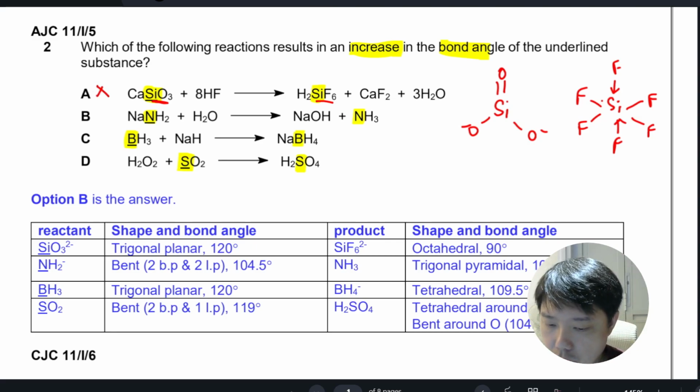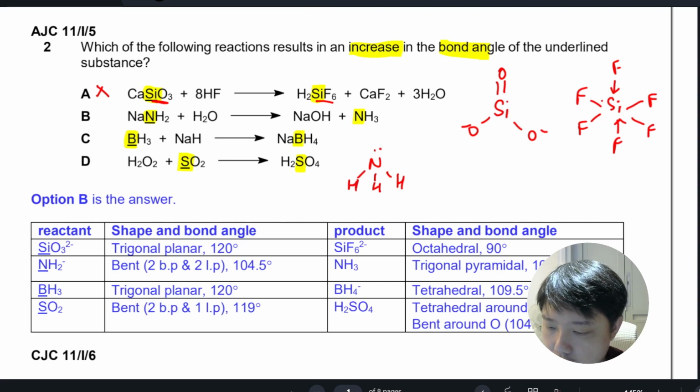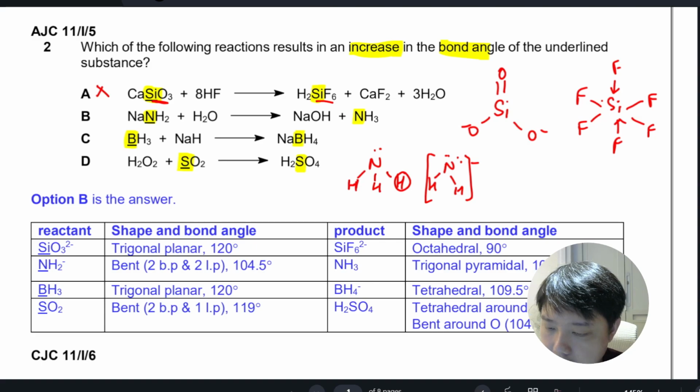And similarly, we're going to do the same for NH2 minus. Okay, so NH2 minus is actually from NH3. So we'll draw NH3 first. This is our very familiar ammonia, trigonal pyramidal, 107 bond angle. If you take away one of the H plus, you actually get two lone pairs with a negative charge. Okay, so this is 104.5. So the bond angle is the same as water actually.